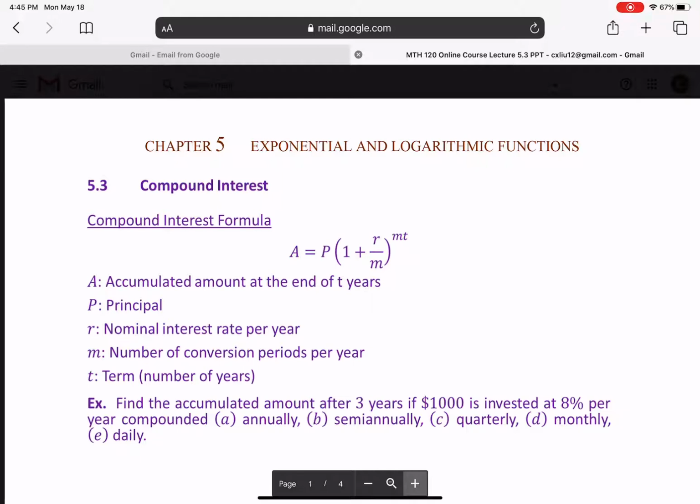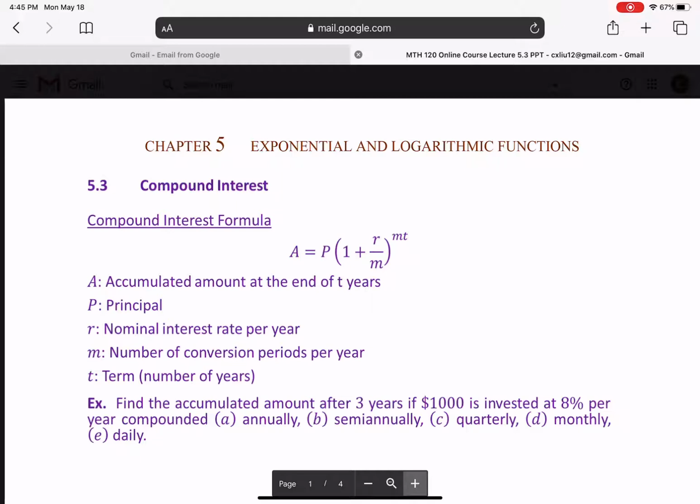It turns out the formula is A equals P times (1 plus R over M) to the M times T, where A is the cumulative amount at the end of T years in your account, including the deposit and the interest. P is the principal, or the amount you deposit. R is the nominal interest rate per year given by the bank.